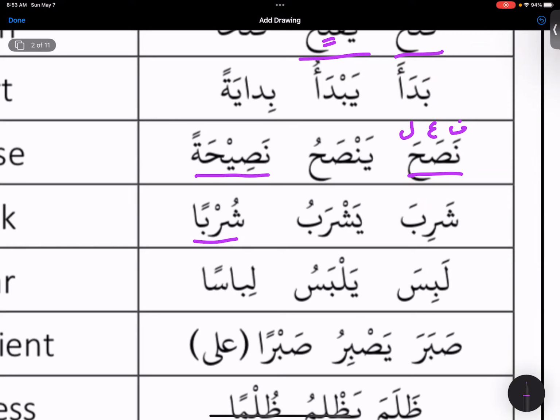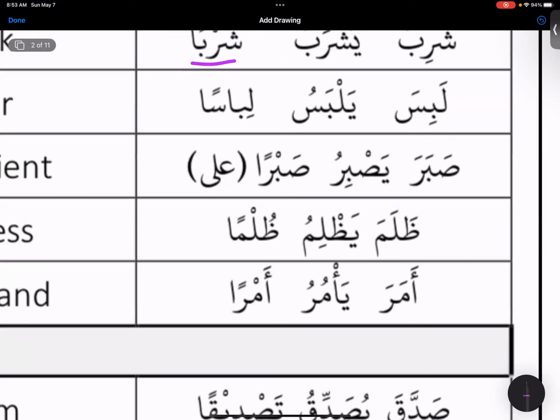Very good. Samia Yasmau. Alhamdulillah, you guys got it. Now, Sabara Yasbiru. What bab? Nasara? No, but yes, the root letter. This is basically Daraba Yadribu. So Daraba, what's going to happen? In madi, it has fatha on the middle root letter, but it has kasra when we are turning into mudariya. So Sabara Yasbiru, Daraba Yadribu.